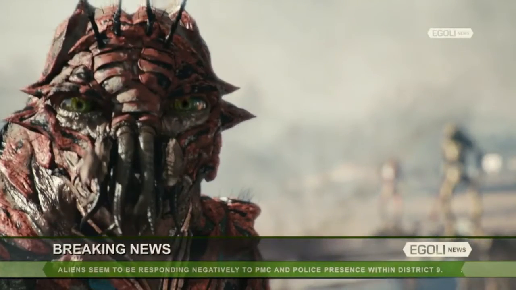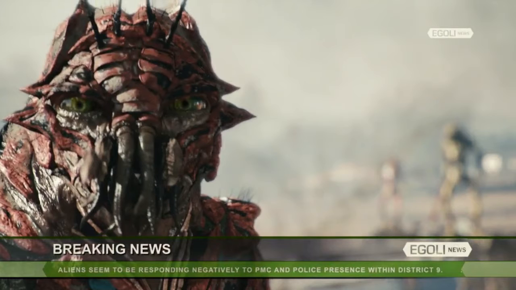Here, we are given a close-up shot of an alien's face, the first of its kind throughout the movie, with an accompanying news headline reading, "Aliens seem to be responding negatively to PMC and police presence within District 9." The alien's face is not just in full detail here, but its piercing eyes create an emotional connection between the audience and the supposed other. It is juxtaposed with the headline that is cruel in how obvious and reductive it is. What is clearly an incredibly complex moment, emotionally and physically, for the slum dwellers, is packaged into a neat, digestible headline for those outside in Johannesburg.